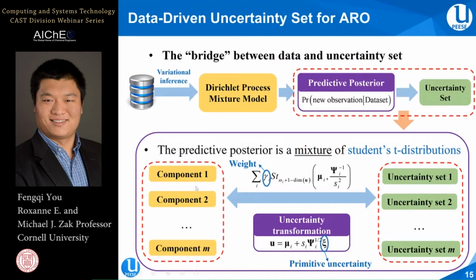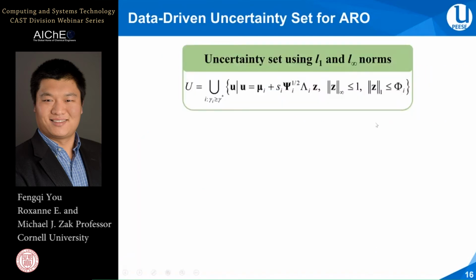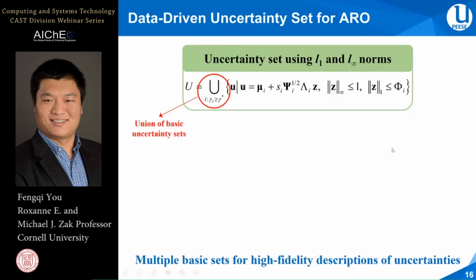So with this, we can move forward, okay, with the uncertainty set definition given in the form here. And again, the key idea here is the union of multiple basic sets. Instead of using one set fits all, which is what people typically did in the past, we try to use multiple basic sets for a high fidelity description of uncertainties. And it's probably the first time I've seen, in all the existing literature on robust optimization, multiple basic sets used to cover the necessary uncertainty space.